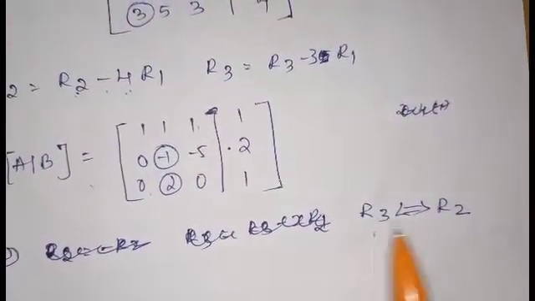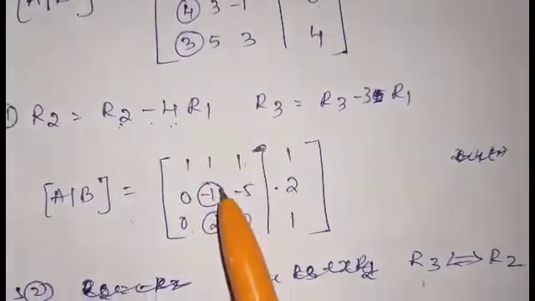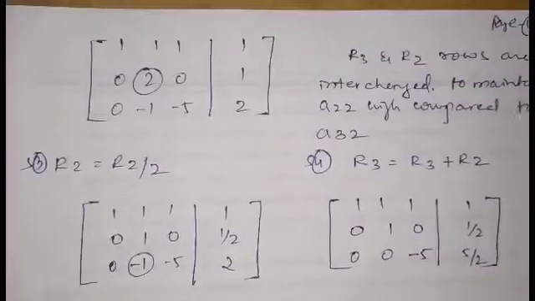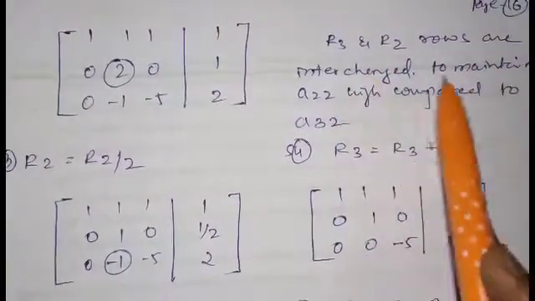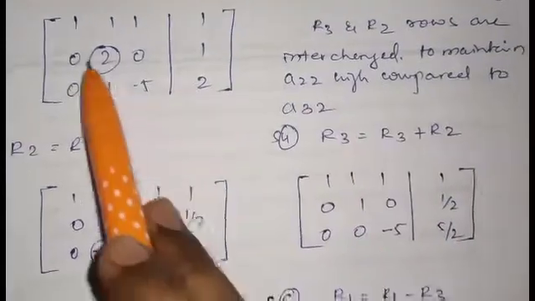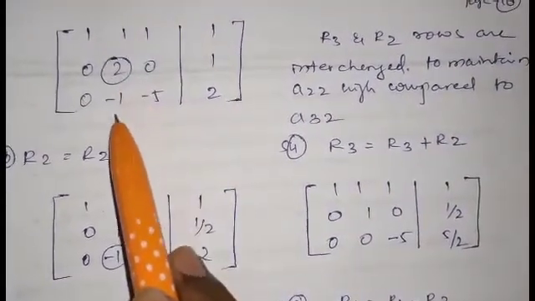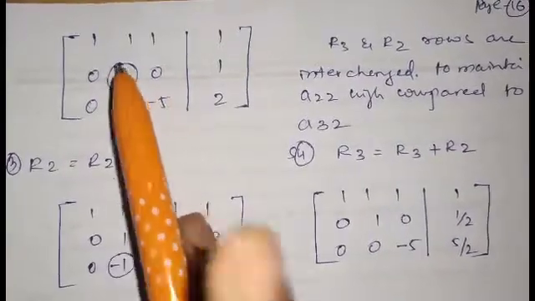I am interchanging row R3 and R2 just to make this element higher, not for any other reason. After interchanging, the R3 and R2 rows are swapped to maintain A22 high compared to A32. So this element should be high while applying this rule. Now this element should become 1.